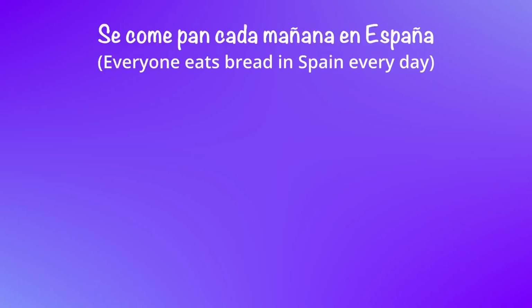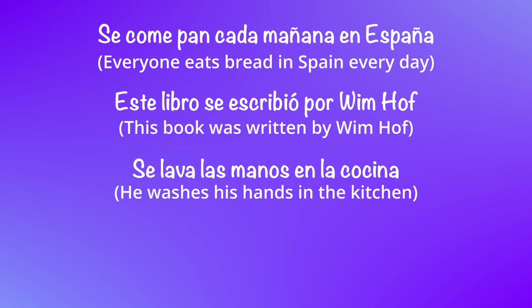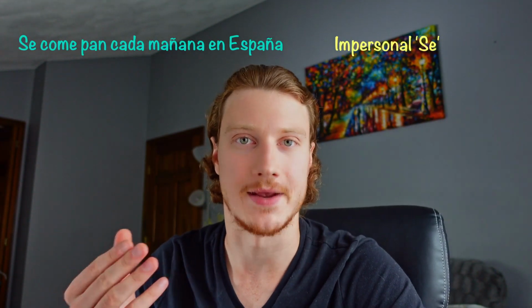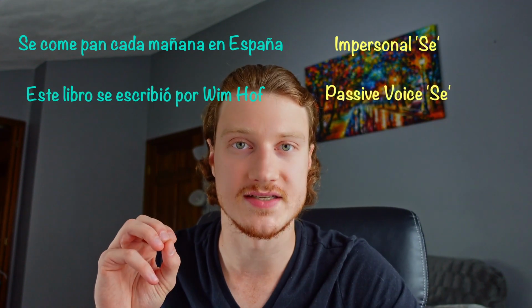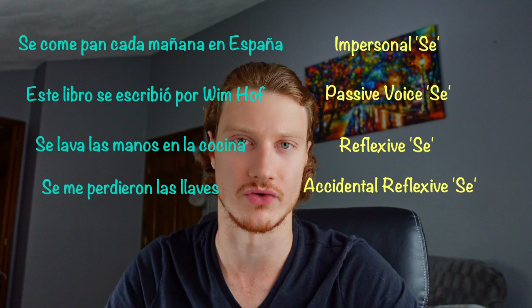If you've been trying to learn Spanish for some time now, you've probably noticed plenty of usage of the beautiful pronoun se. Examples could be: Se come pan cada mañana en España. Este libro se escribió por Wim Hof. Se lava las manos en la cocina. Se me perdieron las llaves. I'm sure you have seen most of these examples by now if you've been learning Spanish for more than a month. The structure you see in number 1 is called impersonal se. Number 2 is passive voice se. Number 3 is reflexive se. And number 4 is accidental reflexive se. I know it can be a lot and it can be confusing as hell, but I'm here to help.